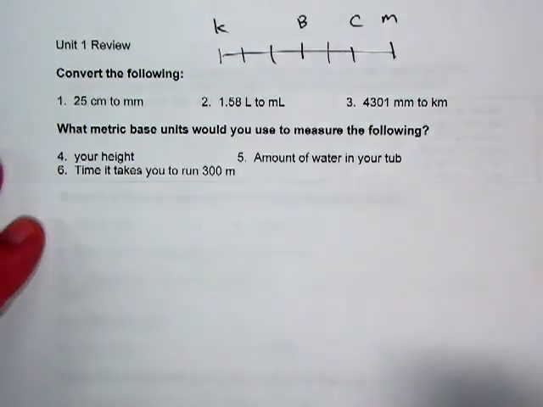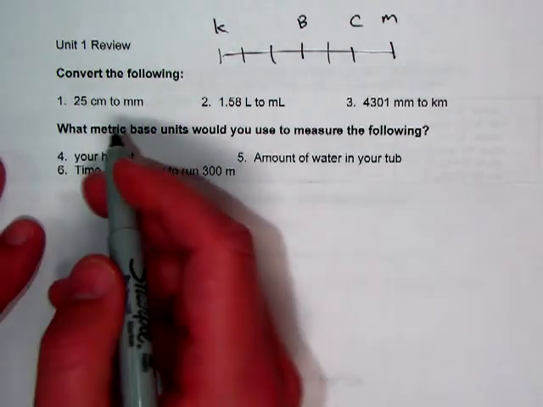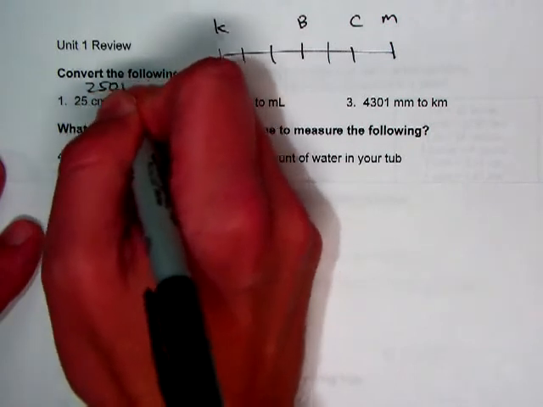So 25 centimeters to millimeters. This is centimeters right here, that's milli, it's one step to the right. So take this and move the decimal place one step to the right, that becomes 250 millimeters.